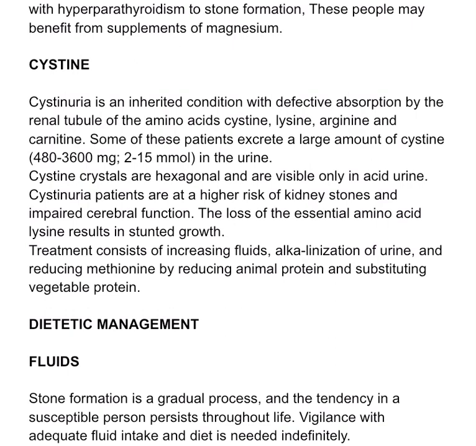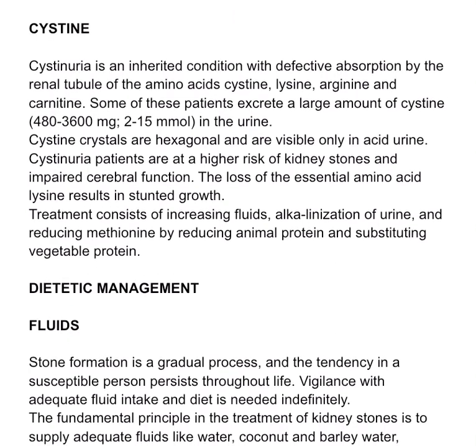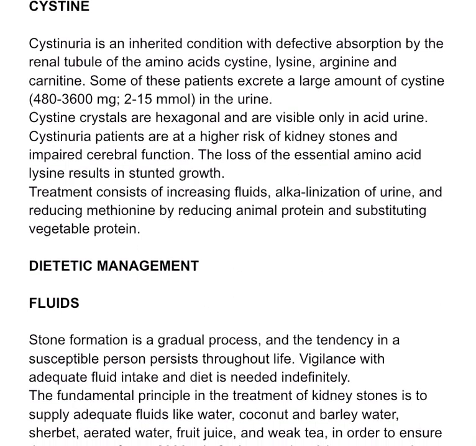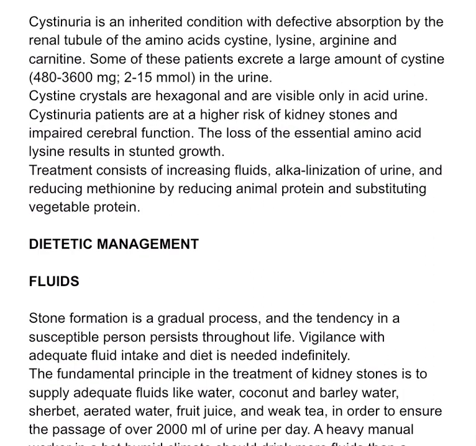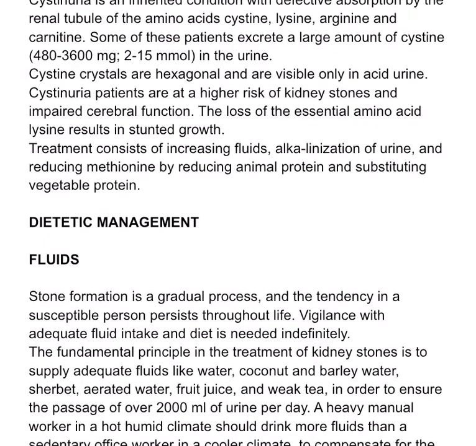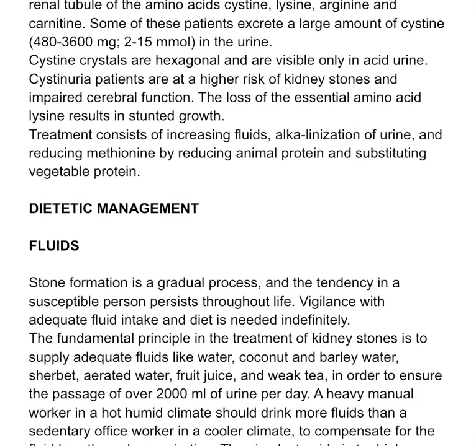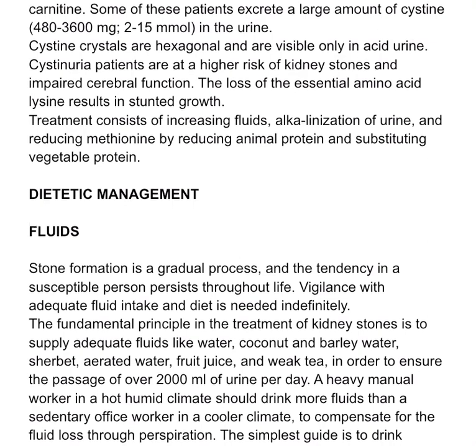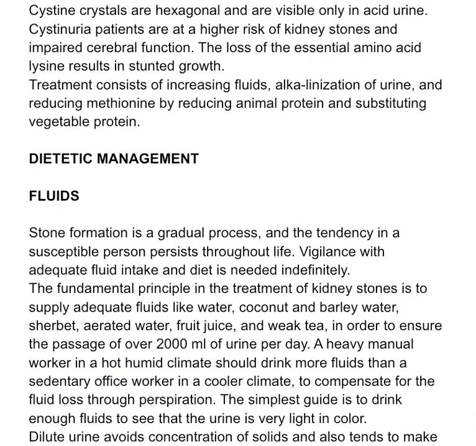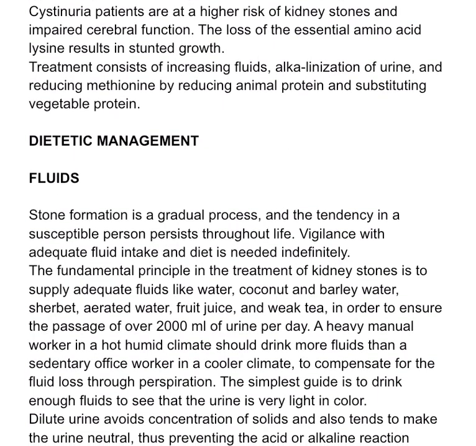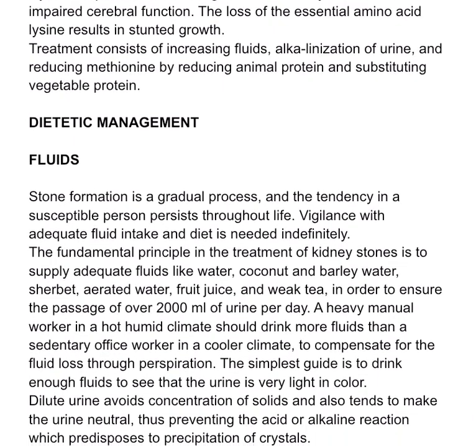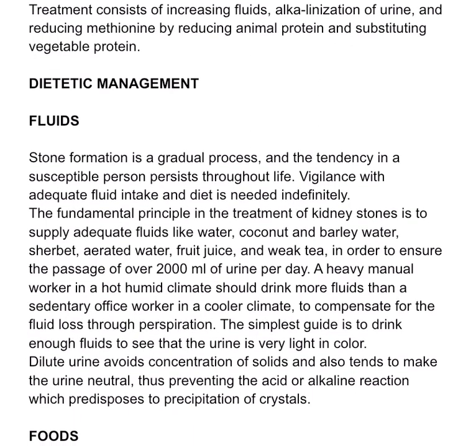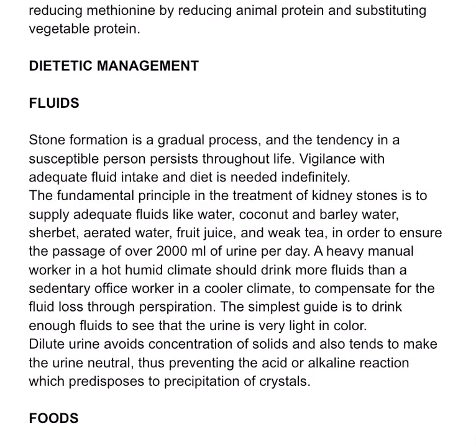Cystine. Cystinuria is an inherited condition with defective absorption by the renal tubule of the amino acids cystine, lysine, arginine and carnitine. Some of these patients excrete a large amount of cystine, 480 to 3600 mg, up to 15 mmol, in the urine. Cystine crystals are hexagonal and are visible only in acid urine. Cystinuria patients are at a higher risk of kidney stones and impaired cerebral function. The loss of the essential amino acid lysine results in stunted growth. Treatment consists of increasing fluids, alkalinization of urine, and reducing methionine by reducing animal protein and substituting vegetable protein.